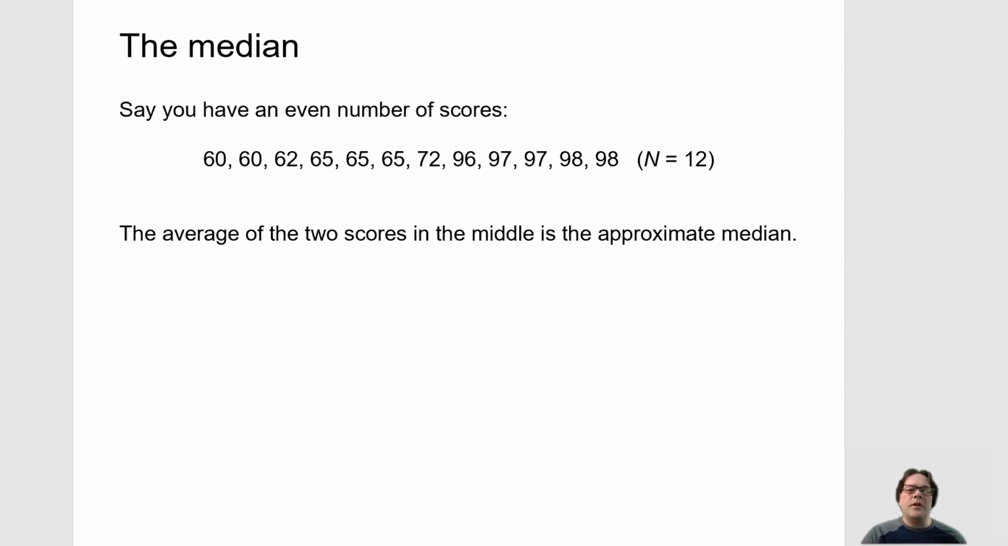Well, to calculate the median for a distribution that has an even number of scores, we're going to take the average, or the mean, of the two scores that are in the middle. So let's take a look at how that might work out. So these two scores, 65 and 72, are the middlemost scores. How do we know that? Well, remember that there's 12 scores in this distribution, right?